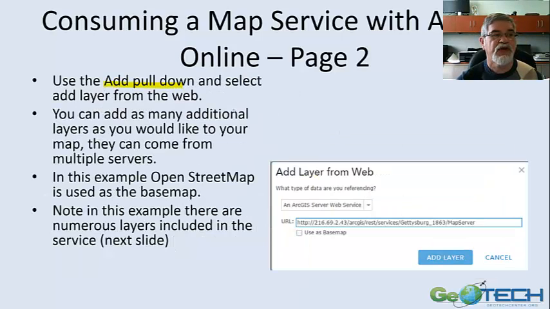Use the Add pull down and select a layer to add. When you use that Add pull down, you're going to see something like this. I selected it was an ArcGIS server service, and this is the address to my information. This is public information because it is a map service. It is not a feature class. On a feature class, you'd have trouble getting to it, and we're not going to use it as a base map, so we leave that box unchecked, and we're going to say add the layer.